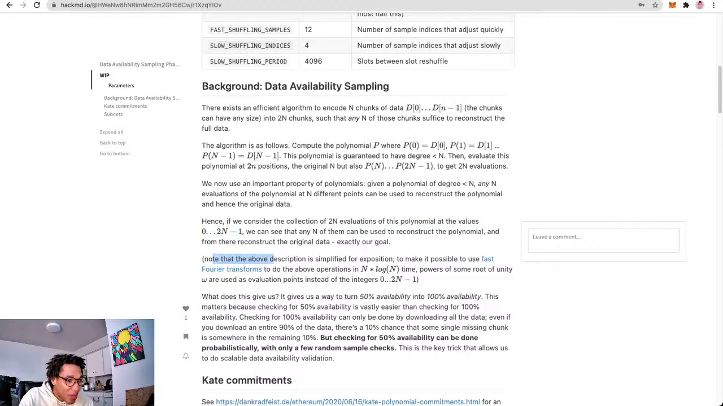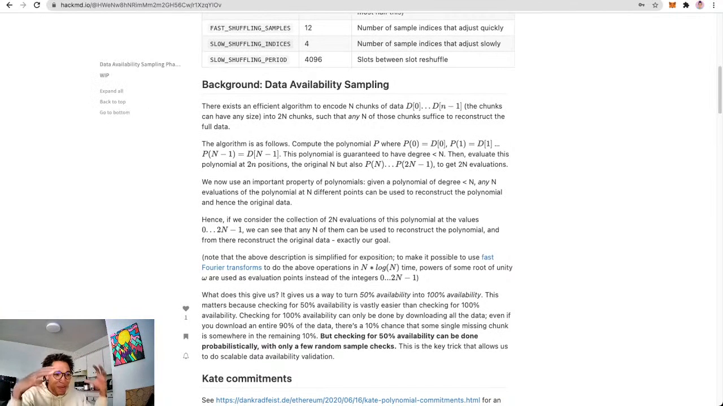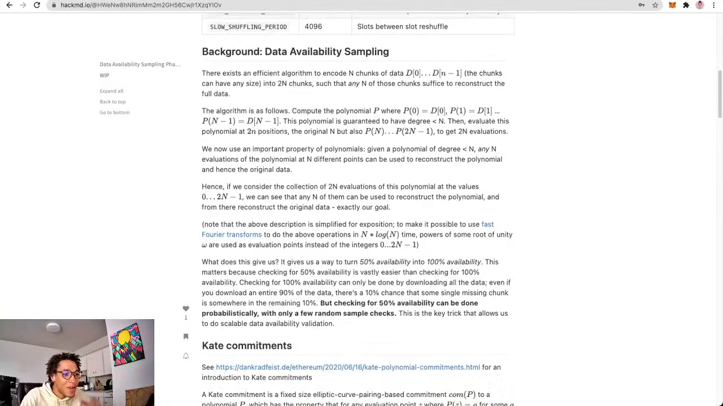Anyways, note that the above description is simplified for exposition. To make it possible to use fast Fourier transforms to do the above operations in n log n time, powers of some root of unity, w, are used as evaluation points instead of integers. Oh gosh, okay, and then we have to get into fast Fourier transforms, which is above my level currently, so we're going to stick to what we are at now.